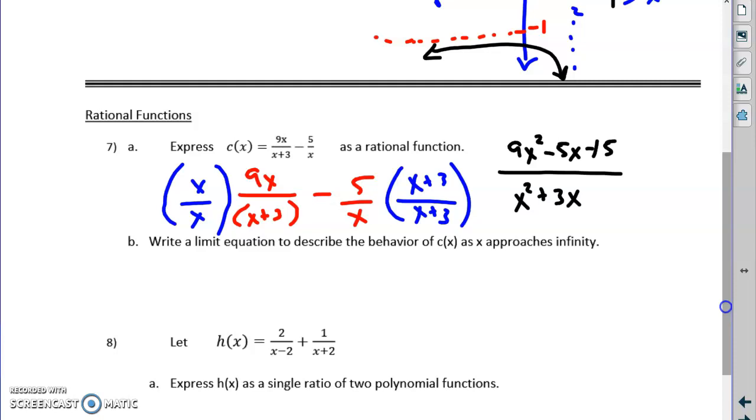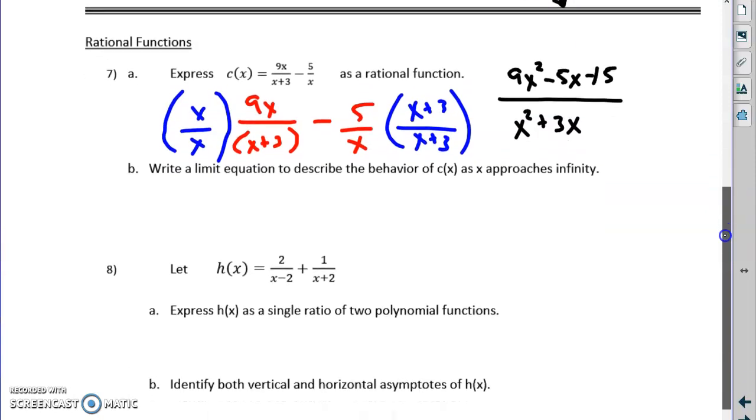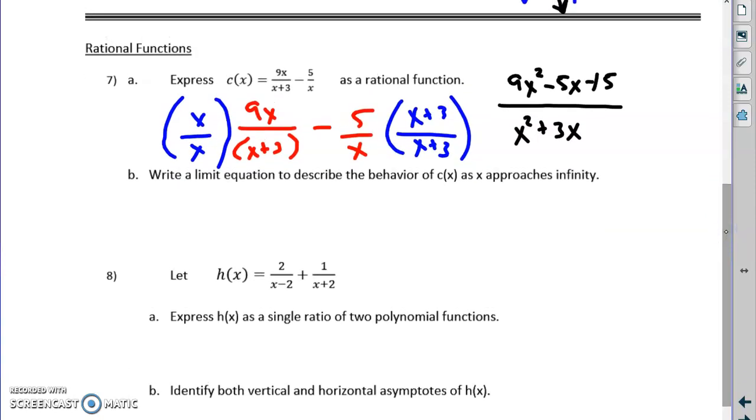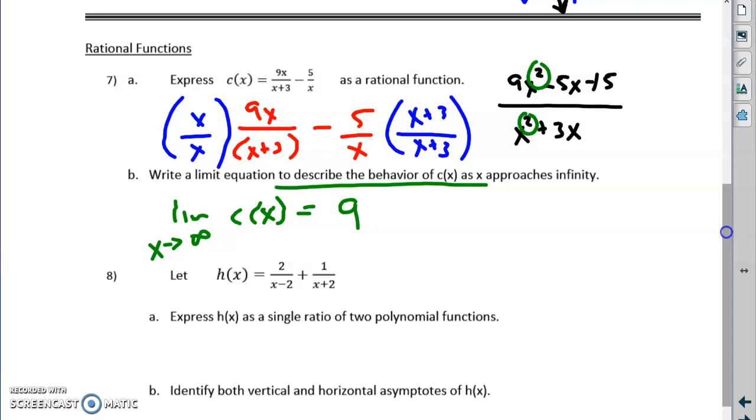Now we could maybe pull an x out of the bottom, but we can't really pull anything out of the top, so there is going to be no simplifying. There's the rational function, a single denominator. Okay? And we'd say, what's the limit as x goes to infinity? Well, in other words, the limit as x approaches infinity of c of x. What do we have? A rational function. Degrees are equal. We look at the lead coefficients. That function, as it gets bigger and bigger, is going to approach 9.